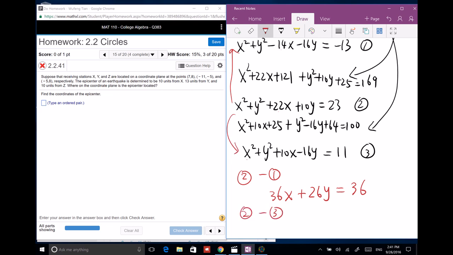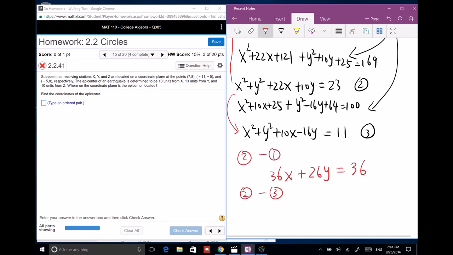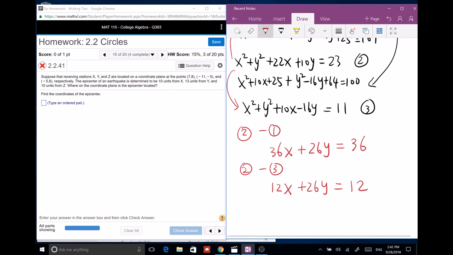Y squared minus y squared canceled out. 22 minus 10 is 12x. 10 minus 16, which is plus 26y again. 23 minus 11, which is 12. Now we have a linear equation system.